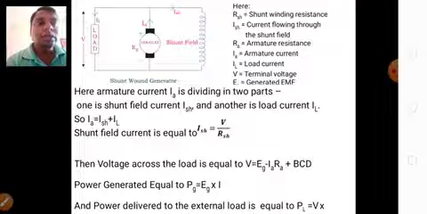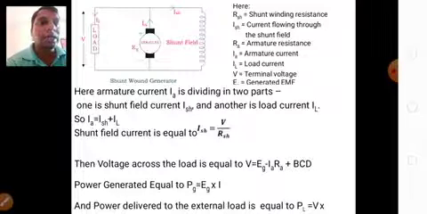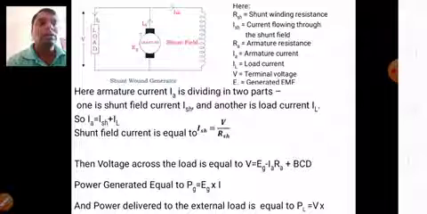Then the voltage across the load V is equal to, in generators, EG minus IA RA minus brush contact drop. Substituting IA equal to ISH plus IL, the total formula is V equal to EG minus (ISH plus IL) into RA. So that is the formula.